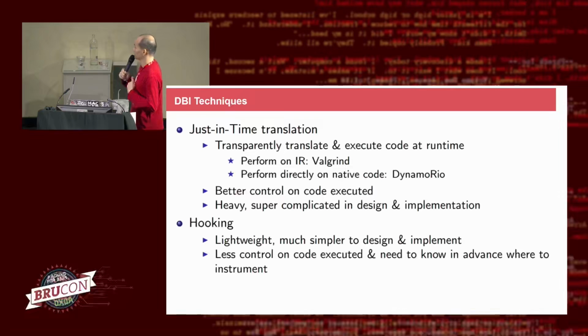The second type of DBI is called hooking, which is a lightweight, much simpler technique to design and to implement. For this hooking technique, we have less control on the code under execution, and you need to know in advance where to instrument. But it's much easier to design and implement. And in this work, we focus on hooking techniques.